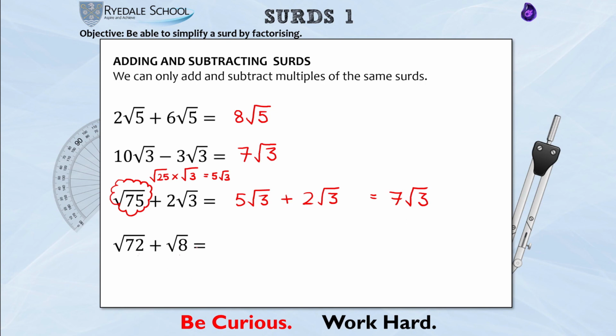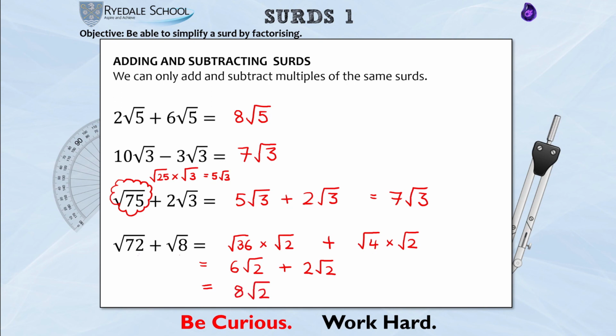How could I do this one then? Well, I need to see if I can write both of these in a different way that ends up showing they are multiples of the same surd. So the square root of 72, you might be thinking 9 times 8, there's actually something bigger. We have the square root of 36 times the square root of 2. So that is root 72. I'll tidy that up in a minute. And the square root of 8 is the same as the square root of 4 times the square root of 2. So this first one, because I can do that square root, is 6 lots of root 2. And this one is 2 lots of root 2. So altogether, we have 8 lots of root 2.